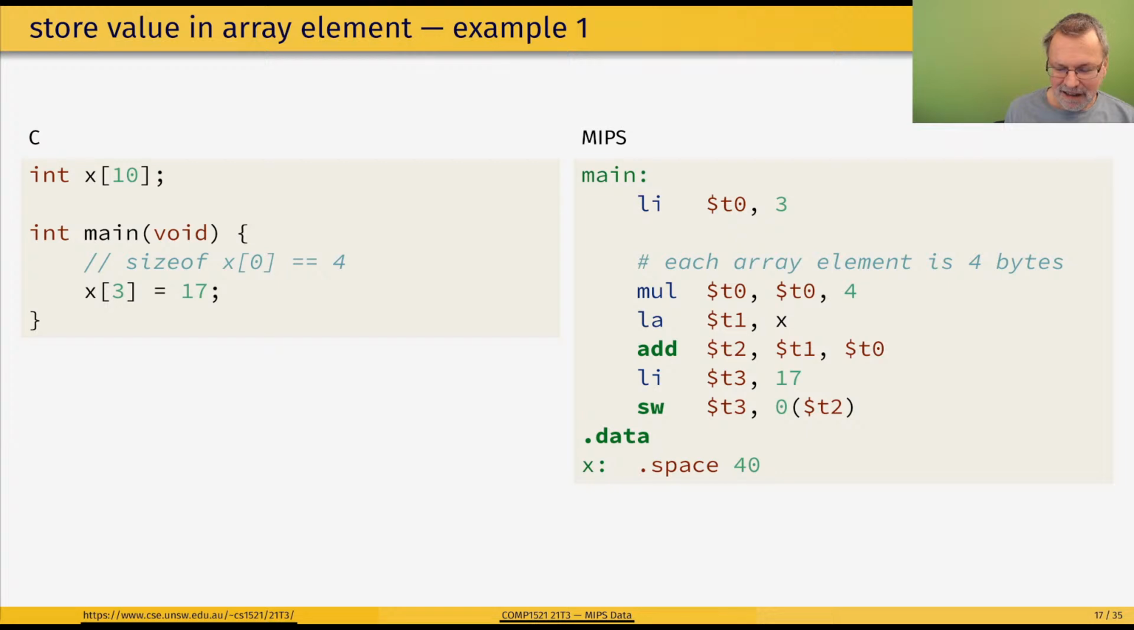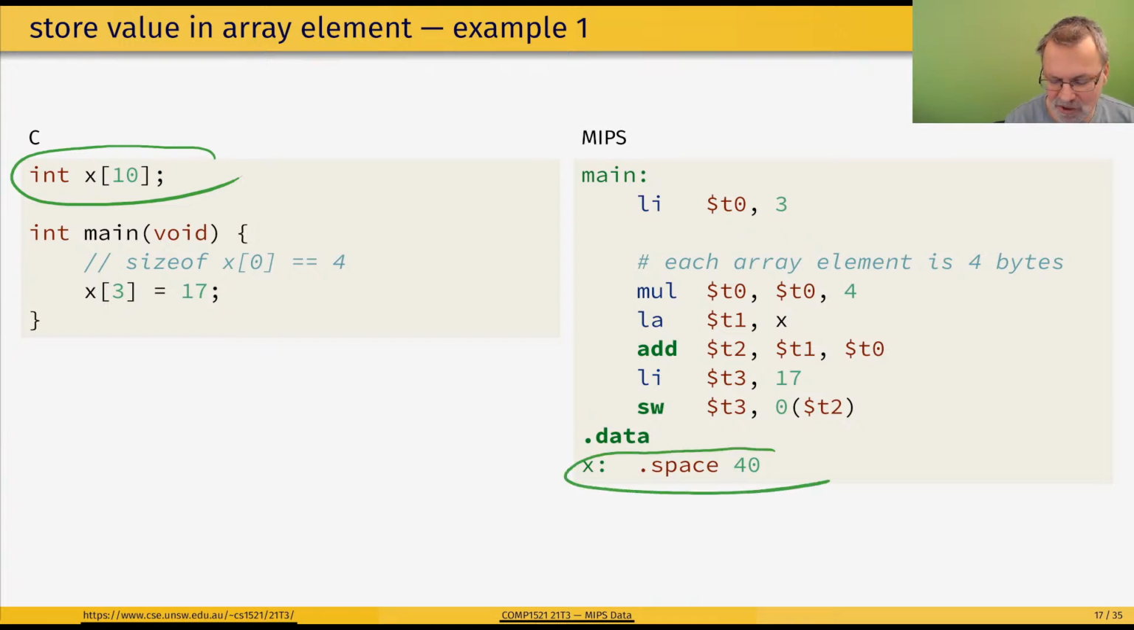All right, let's try some simple examples. I've got this C. I've got a 10-element array, 40 bytes. Look down here, 40 bytes, not initialized. So I've just said dot space, 40 bytes. And as we said, up here there's a type, down here nothing, it's just 40 bytes.